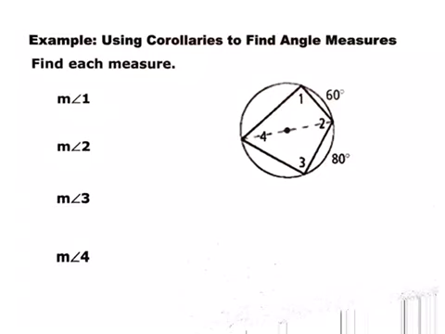Here we're looking for the measures of angles 1, 2, 3, and 4. So just like we did previously, looking at angle 1, I know angle 1 cuts at the diameter here, which means it's cutting at a semicircle. So half of 180 gives me a measure of 90.